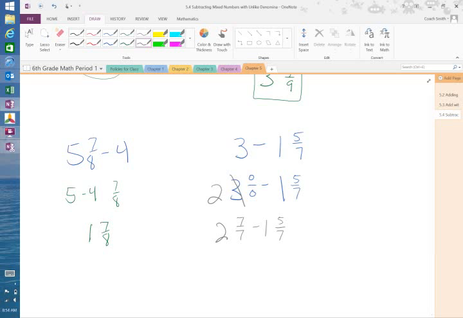So now you just subtract them. 2 minus 1 and 7 minus 5 over 7. 2 minus 1 is 1. 7 minus 5 over 7 is 2 over 7. And that's your answer.